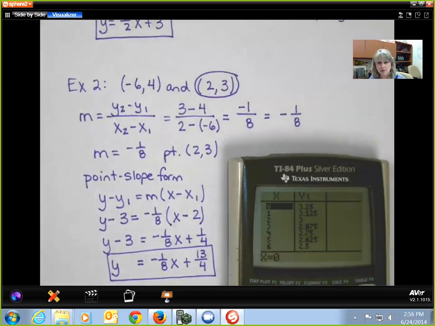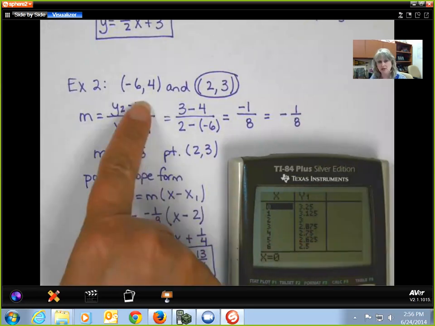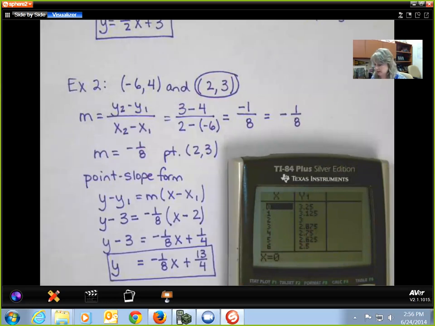All right, so is the point (2, 3) on there? There's 2, 3. Yeah, there it is. So that's the equation of our line that goes through the points (-6, 4) and also (2, 3). And in fact, you could even scroll through and see at -6, there's our 4. All right, good job.